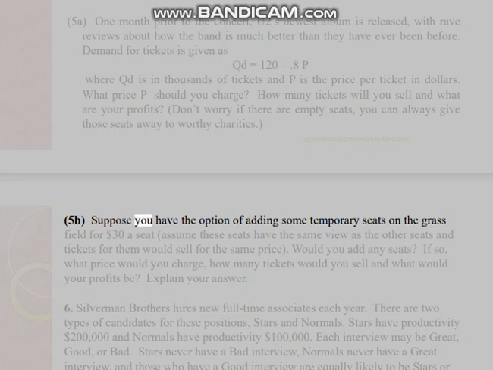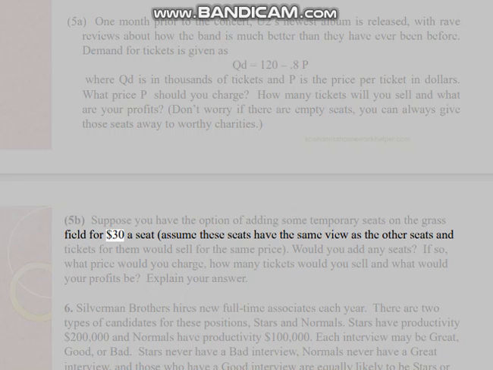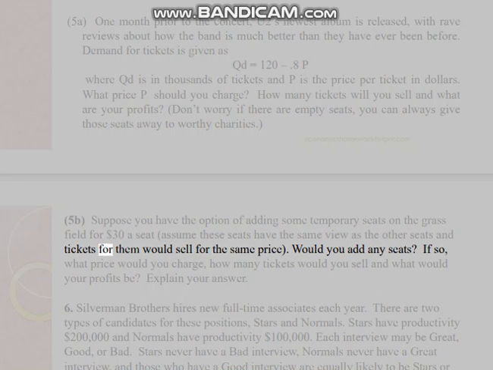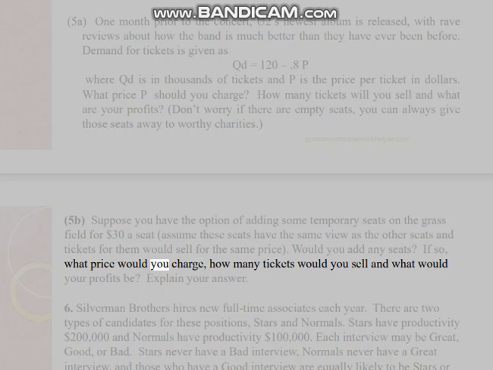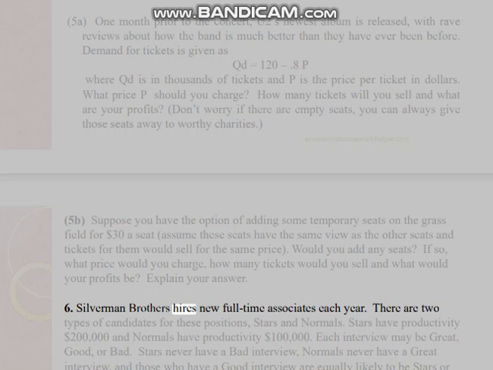5B. Suppose you have the option of adding some temporary seats on the grass field for $30 a seat. Assume these seats have the same view as the other seats and tickets for them would sell for the same price. Would you add any seats? If so, what price would you charge, how many tickets would you sell and what would your profits be? Explain your answer.